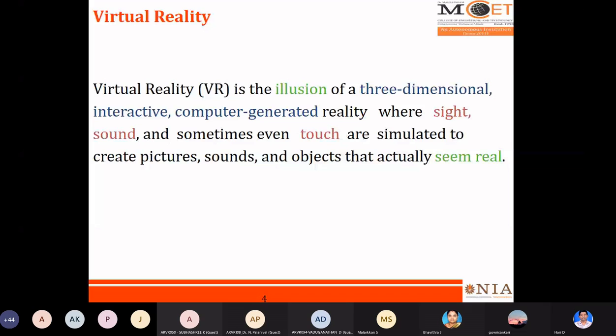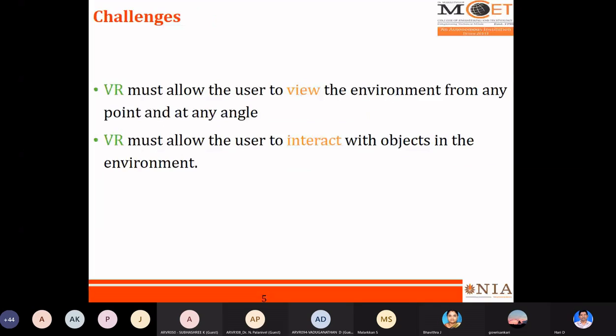The first challenge of virtual reality is that we must allow the user to view the environment from any point and at any angle. If the person is wearing the head-mounted display and turns left or right, or looks up or down, they should see the environment in all directions. That is important. According to the person's direction, we need to simulate and create the environment. That is another important thing. Virtual reality must also allow the user to interact with the objects. That is another important thing, the interaction.